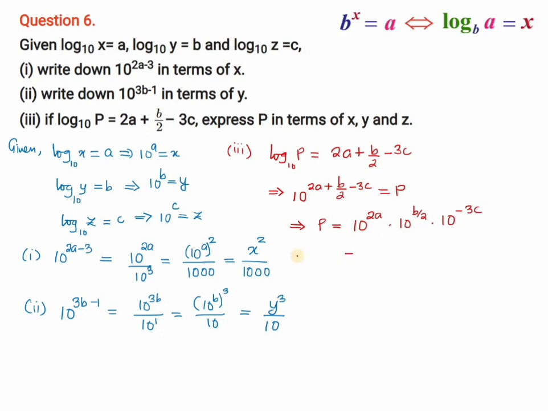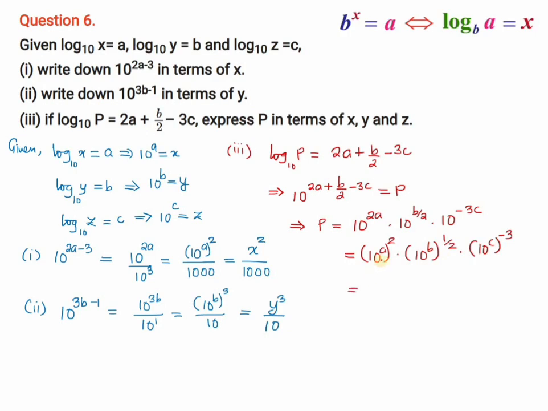Okay, so as we have done in this question, we will write this as 10 to the power a whole square into, this can be written as 10 to the power b whole to the power half, into the last one is 10 to the power c whole to the power minus 3.